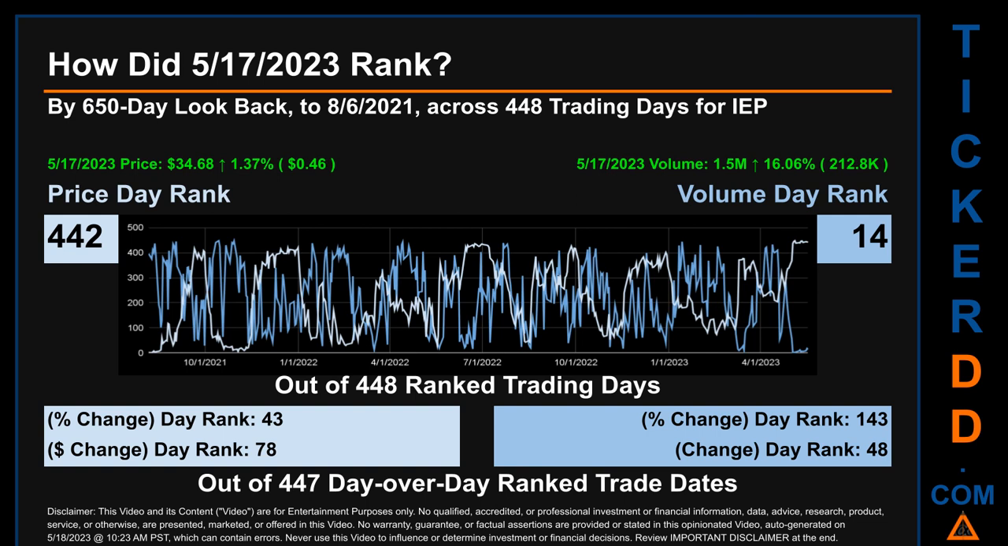The price's day-over-day percentage change, jumping 1.37% on May 17, 2023, had a day rank of 43 while its dollar difference of 46 cents had a rank of 78 when compared day over day across 447 trading days. Volume's percentage change and difference were ranked respectively at 143 and 48.